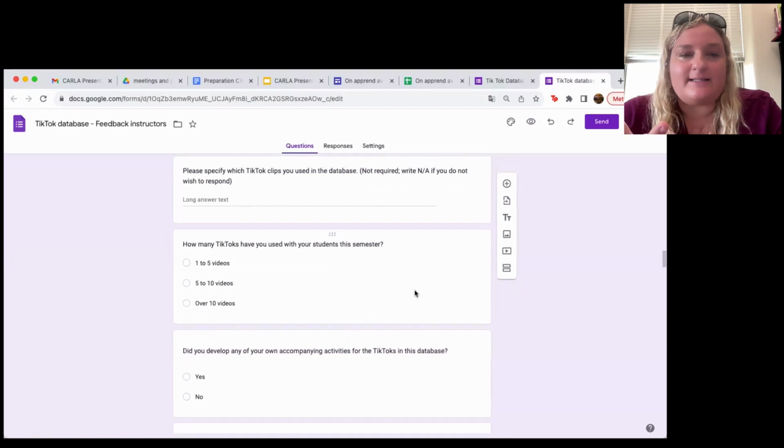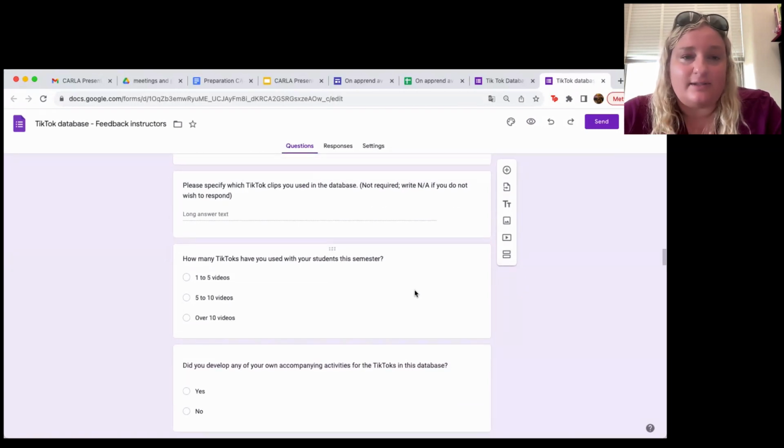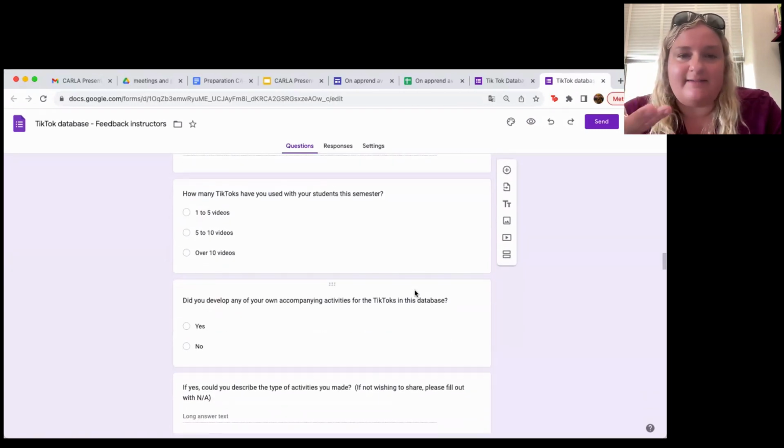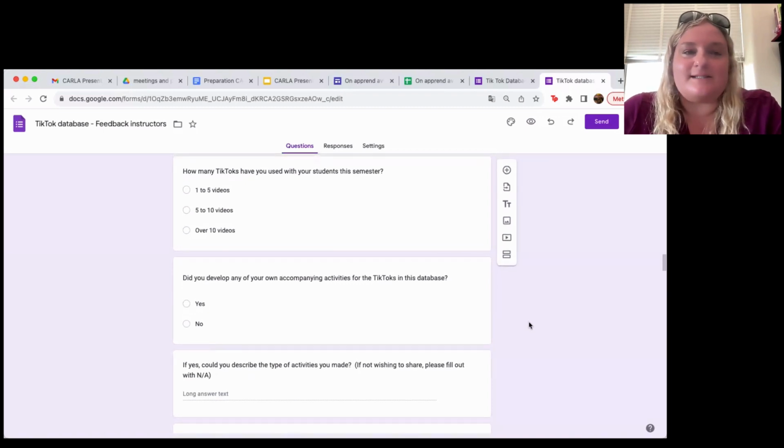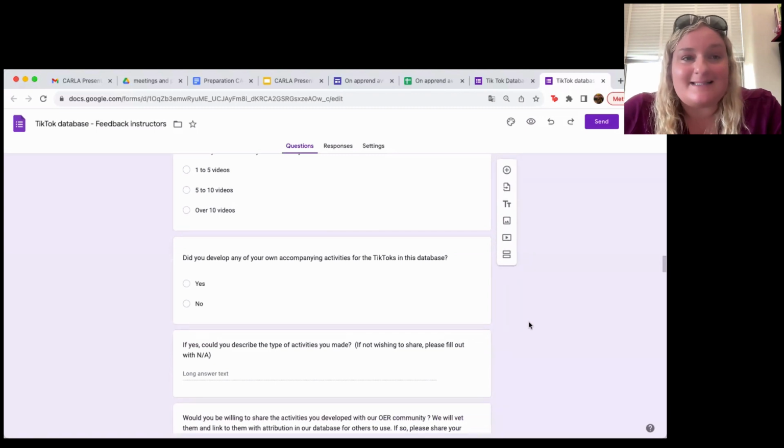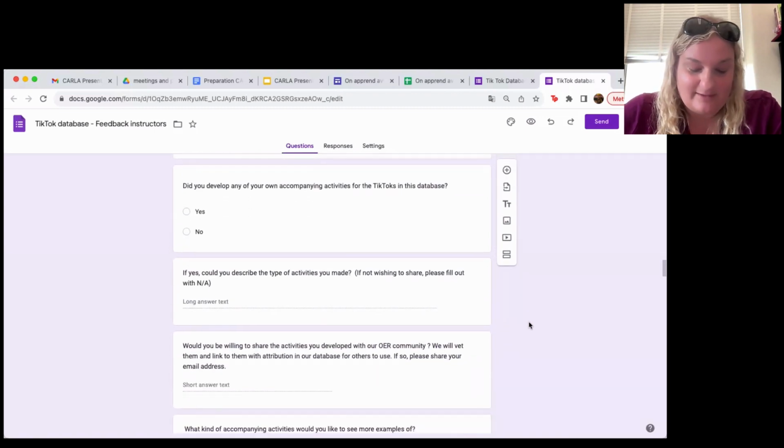In the feedback form, we asked you which TikToks that you used. And of course, a lot of these are optional questions, so you don't have to answer all of them. But we want to know a little bit about like quantity. Is this a thing you use as like an icebreaker? Is this a thing you use as people leave? And what we're really interested in, because this is in sort of the folklore of OER, is do you develop any materials to go along with these activities that you'd like to share back with us?